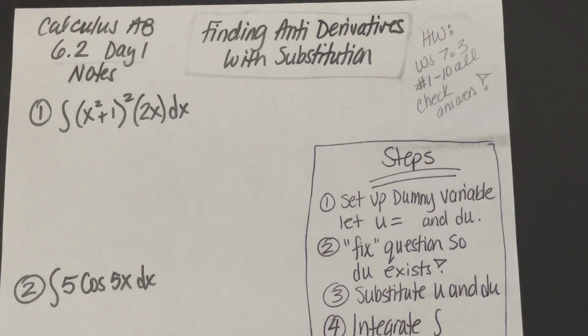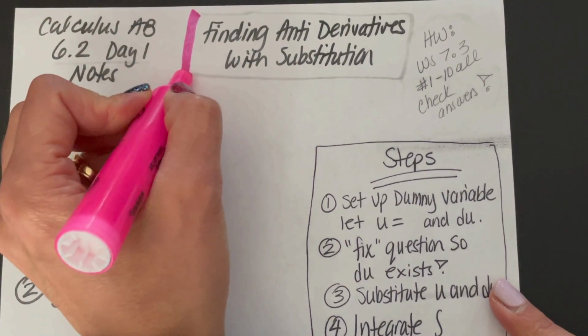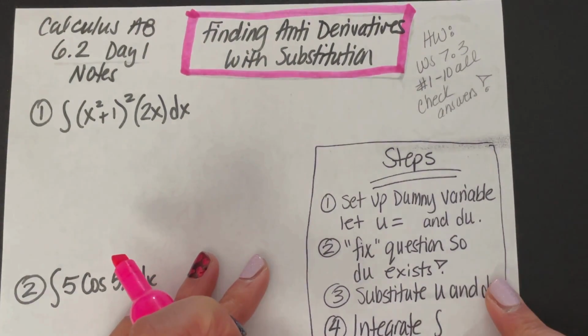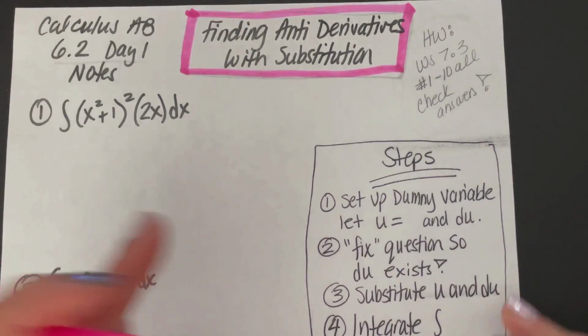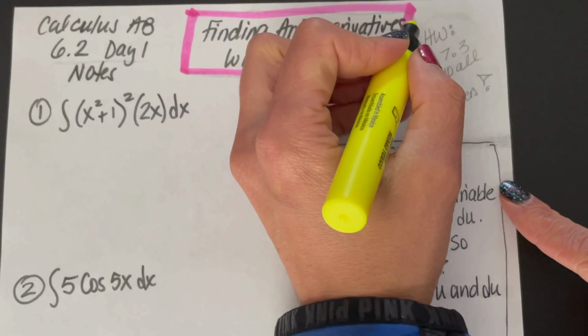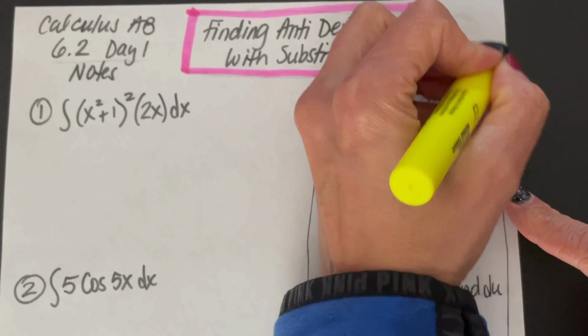Hey, you guys. All right, so we are on 6.2, the day 1 notes. You've already done your warm-up. We are finding antiderivatives with substitution. So these are handwritten notes, and that's just what we're using. But they are very clear, so I hope you think that they are as well.